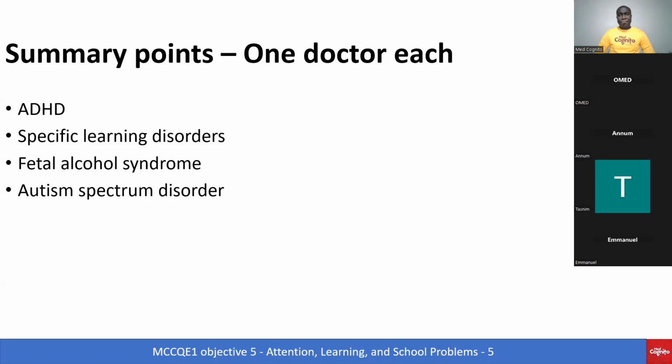Then for the diagnosis, there's no investigation, if I understand it. It's clinical majorly, where you must have a history of the mother having taken alcohol, together with any of the features that were listed.